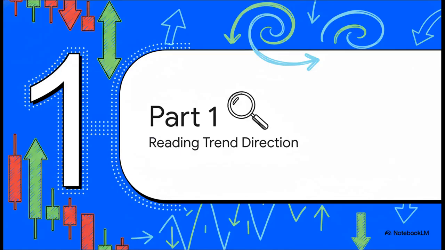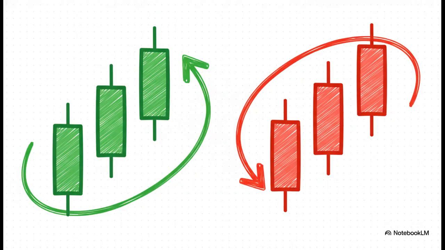Okay, so how do you actually read one of these things? It's surprisingly simple, actually. Let's start with part 1, figuring out which way the trend is going. First things first, you just look at the color. It's that easy. If the candles are green, the trend is up. If they're red, the trend is down. This super simple color coding gives you an instant read on the market's momentum, so you're not trying to guess what's happening on a messy, mixed color chart.